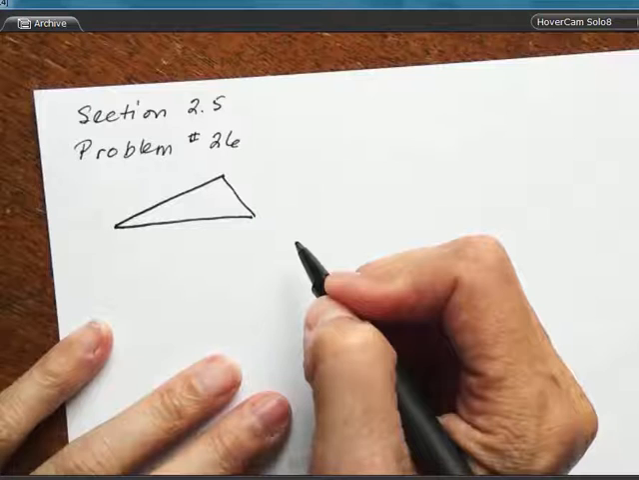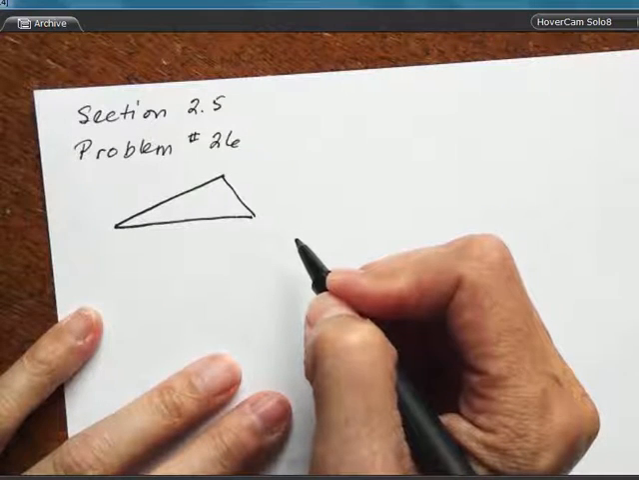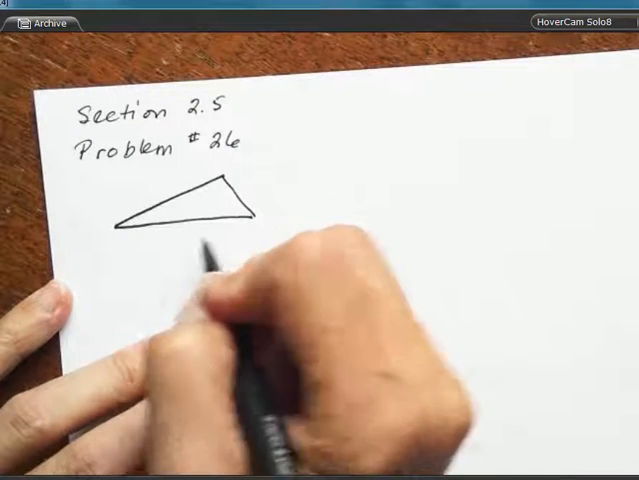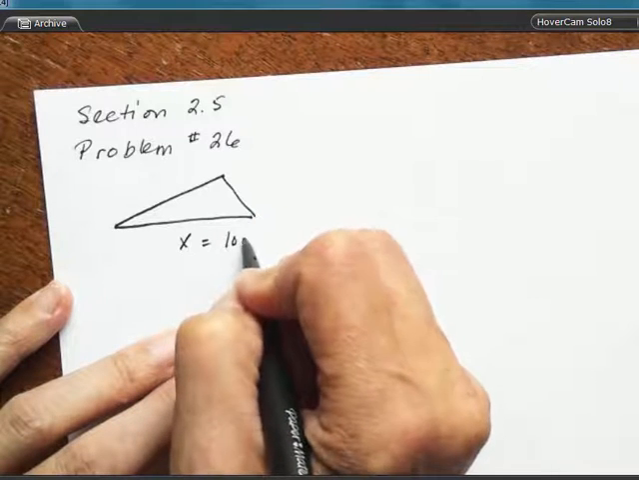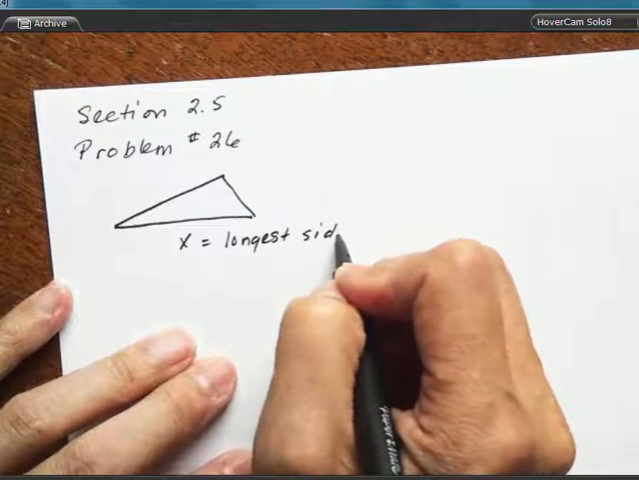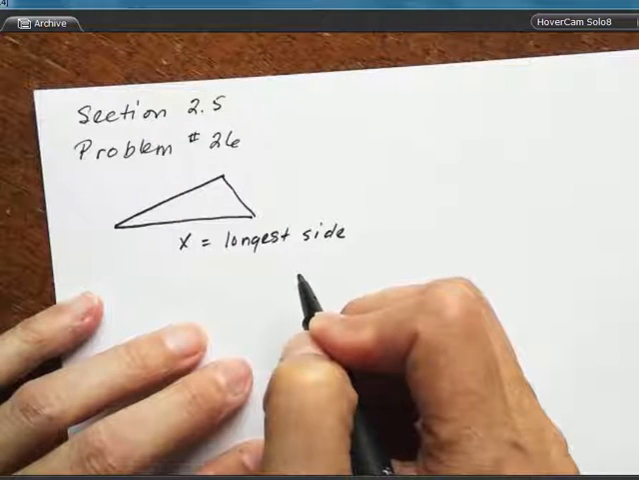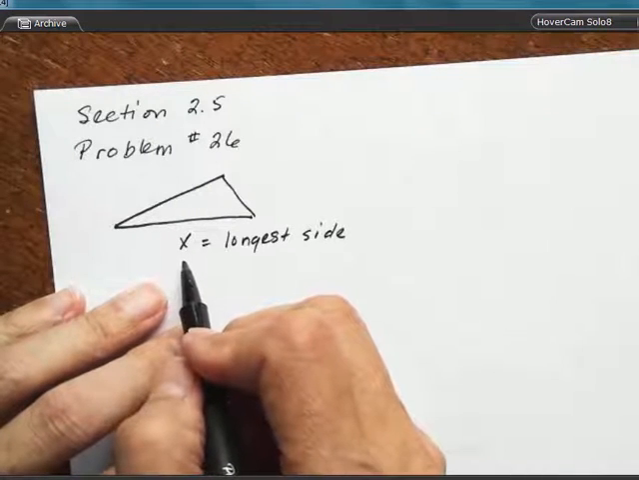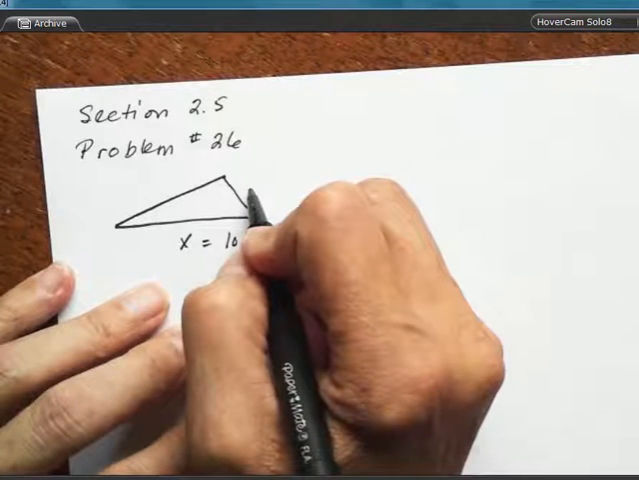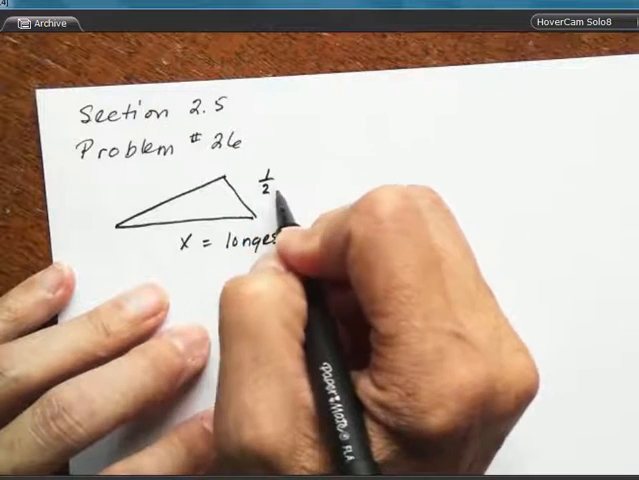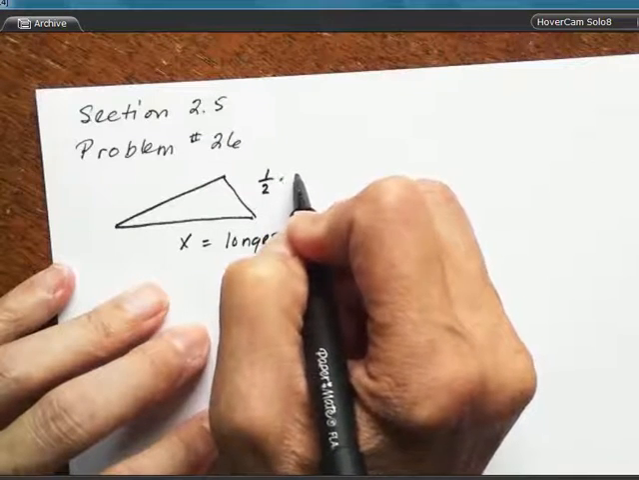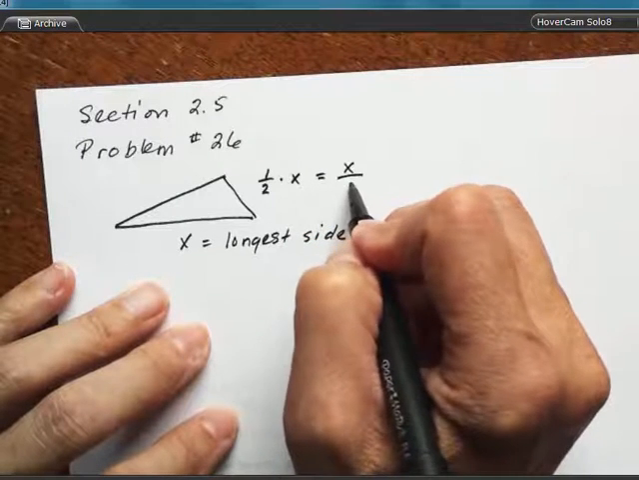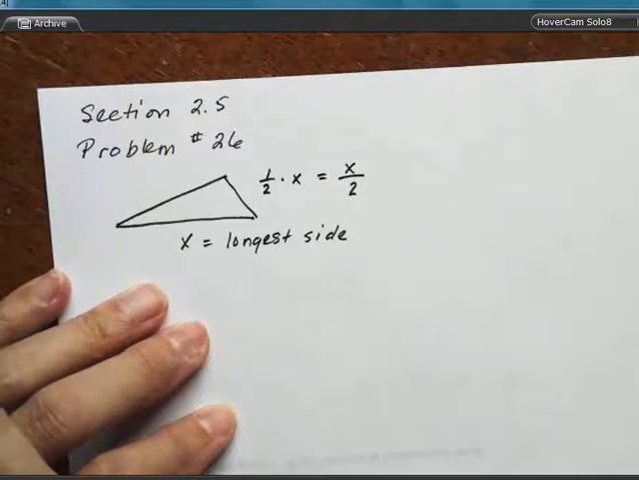And the first thing it says is one side of a triangle is half the longest side. So I'm going to say that this is my longest side, so I'm going to call that x. So x is my longest side. And then it says one side of a triangle is half the longest side. So that means I'm going to take the longest side and divide it by 2. So we could say this side over here is 1/2 of, that means multiplication, the longest side, which is x. Or you could rewrite this as the longest side being divided by 2. Either way means the same thing.